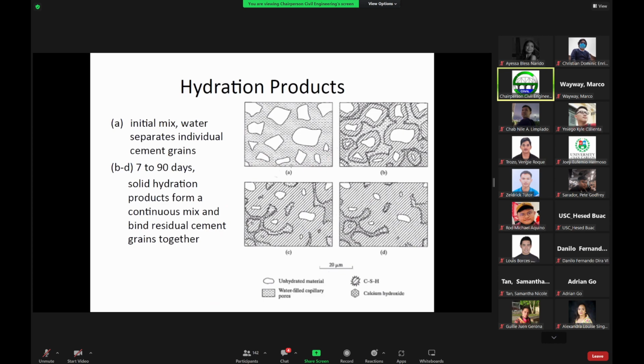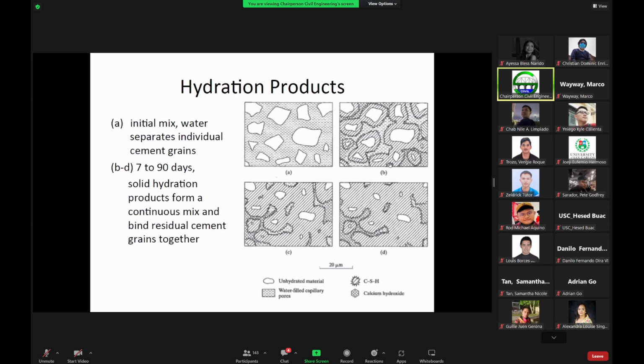So another illustration, you've got 4 photos here, A, B, C, D. In A, this is your initial mix. So these are your cement grains, and this is water separating the individual cement grains. So this is flowable cement. This is very workable. A lot of the construction work occurs here.